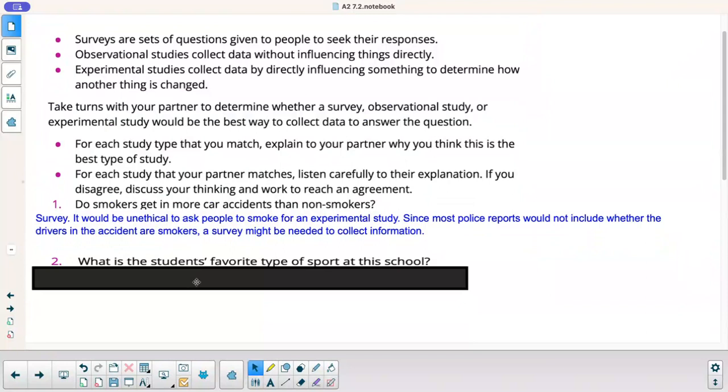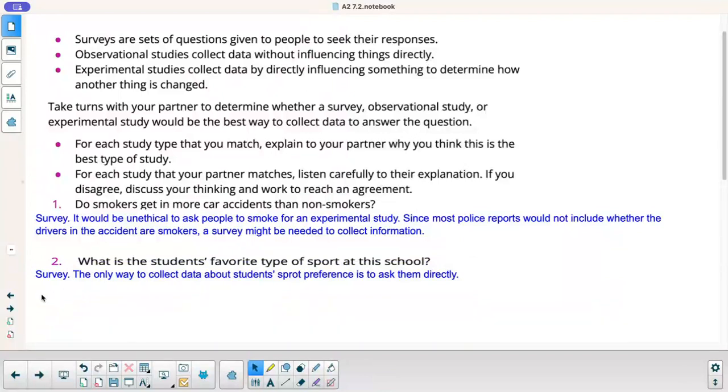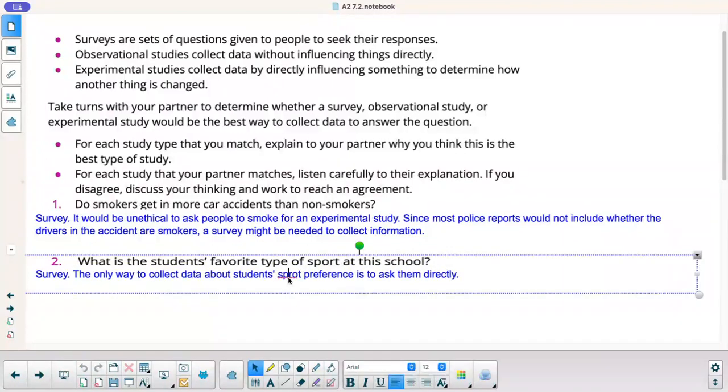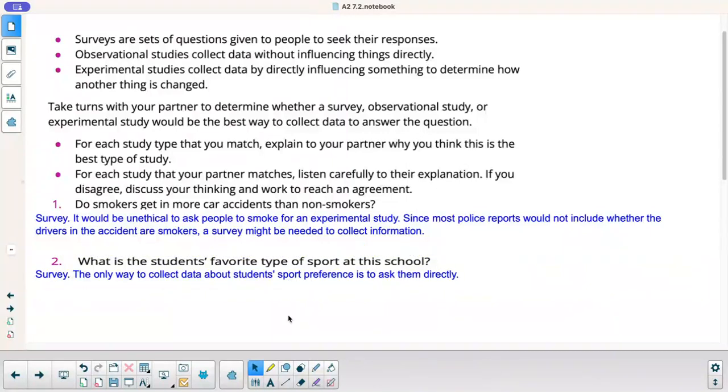What is the student's favorite type of sport at this school? Survey would probably be the only way possible there. The only way to collect data about a student's sport, and it's spelled wrong, sport preference, is to ask them directly. Okay, anything that's a preference, you're going to have to go survey most likely.